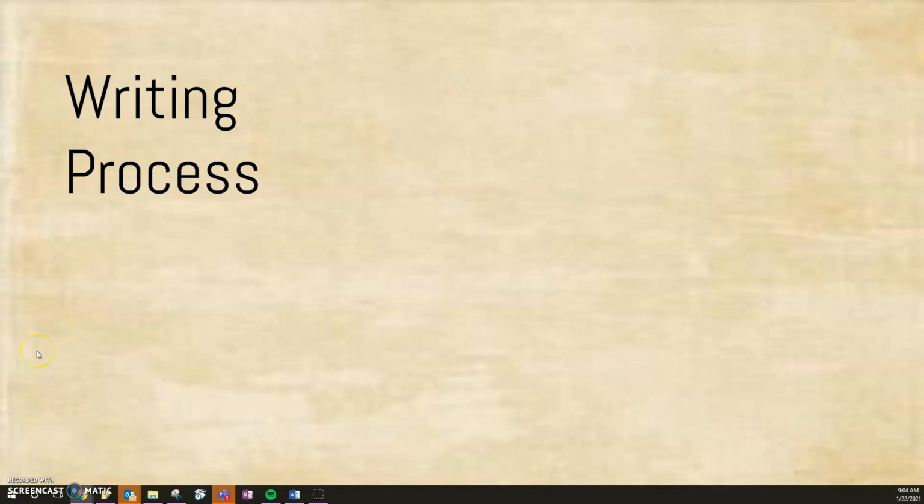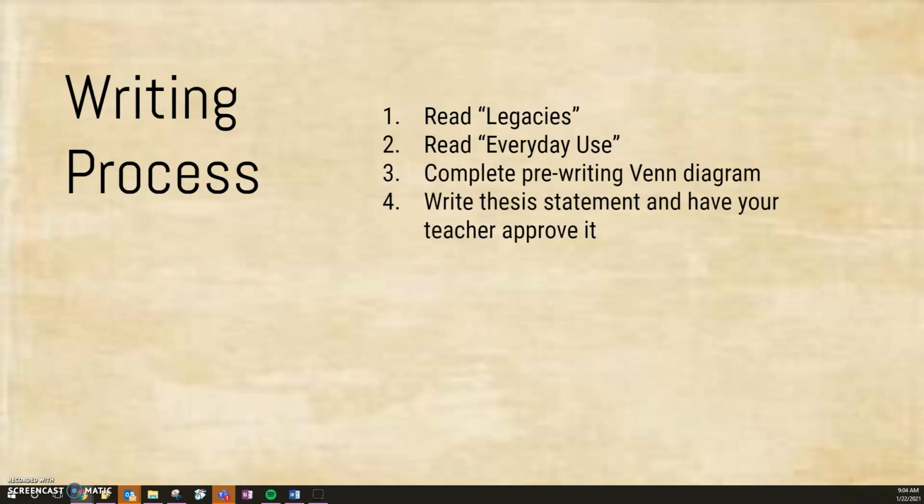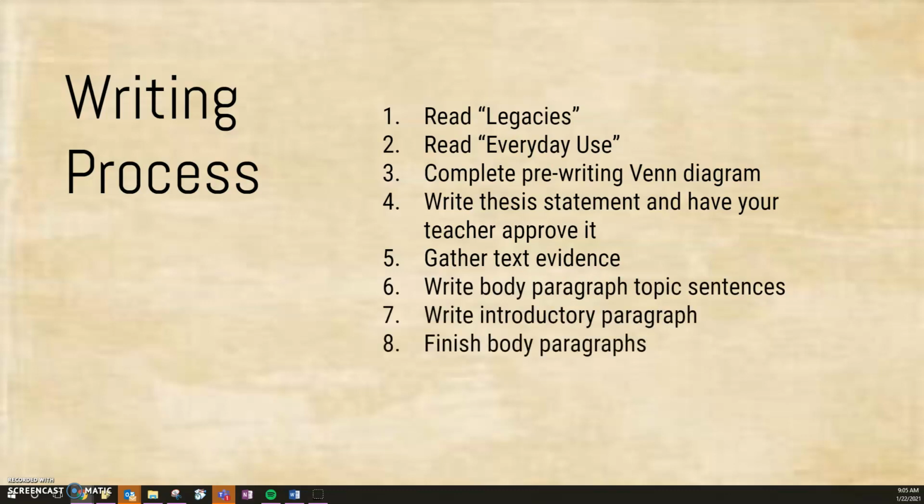The writing process should take the following steps. Read the poem Legacies, read Everyday Use, complete your pre-writing Venn diagram, write your thesis statement and have your teacher approve it, gather text evidence, write your body paragraph topic sentences, write your introductory paragraph, finish your body paragraphs, write the concluding paragraph, revise, and edit.